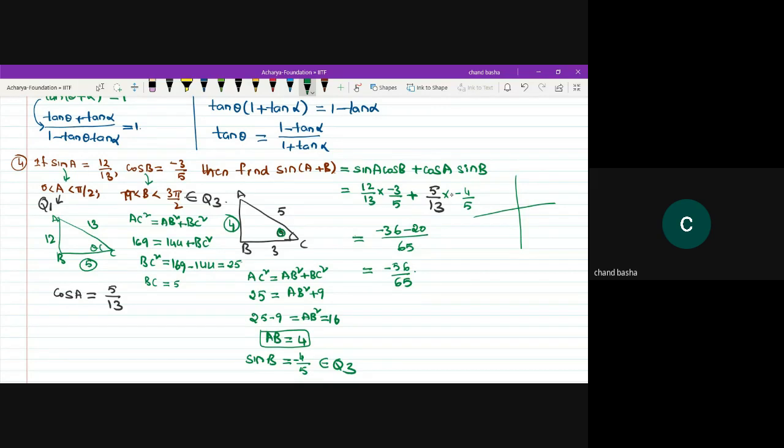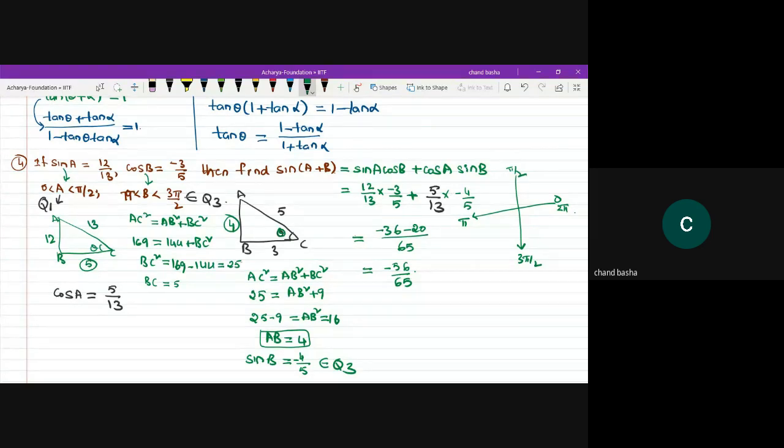This is the first quadrant, 0 to pi by 2. Second quadrant, pi by 2 to pi. Third quadrant, pi to 3 pi by 2, that is 270 degrees. And fourth quadrant, 3 pi by 2 to 2 pi. If you are perfect in the first two quadrants, it's very easy to find out the rest.